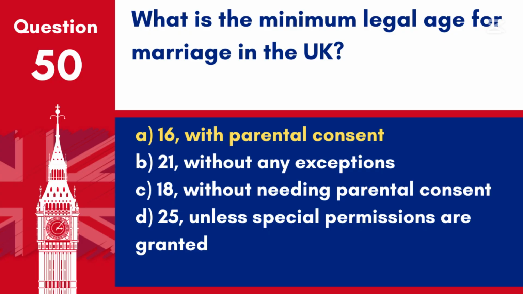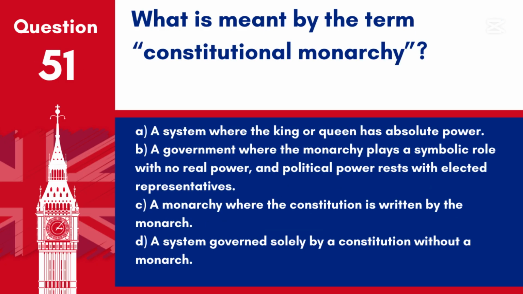In the UK, individuals can marry at 16 with parental consent, though in Scotland, they can marry at 16 without parental consent. Question 51. What is meant by the term constitutional monarchy?